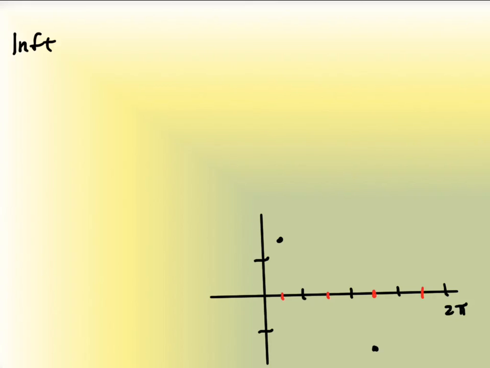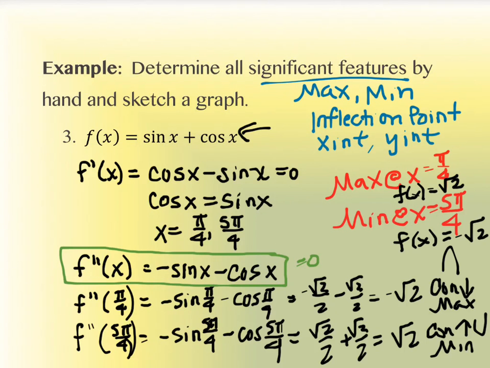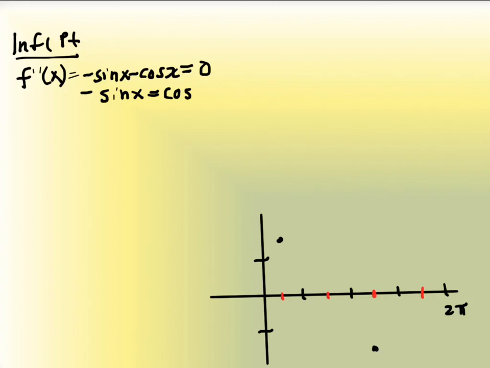So the inflection point is found by taking the second derivative and setting it equal to 0. We already found the second derivative there, boxed in green. It's negative sine x minus cosine x. So the second derivative set equal to 0 means that we have negative sine of x equal to cosine of x.